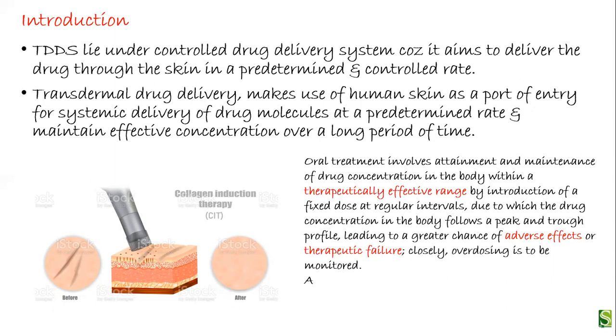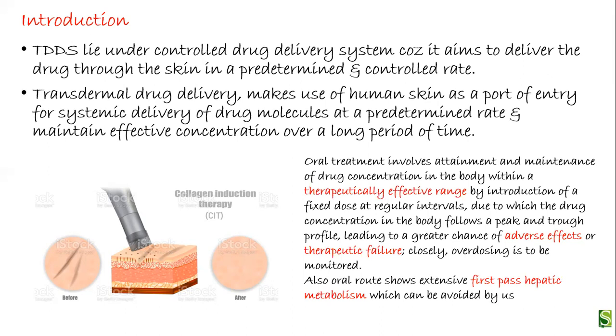Okay, so if you give a conventional dosage form, after one dose, if you plot a graph of the blood concentration of the drug, then we get a peak and then starts a trough. Then we give the second dose, so again the next peak is observed, and then again as the drug is metabolized and eliminated, there will occur a trough.